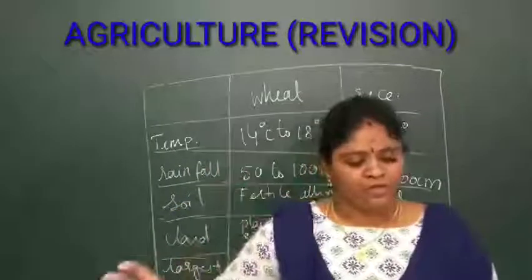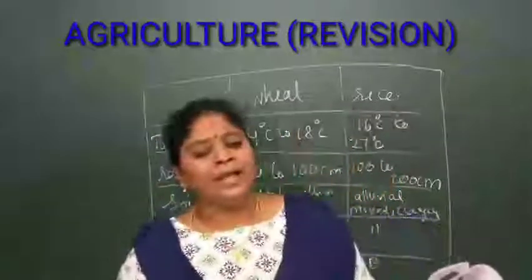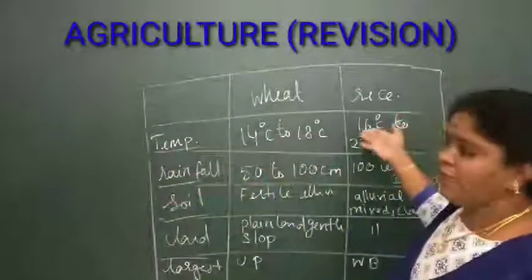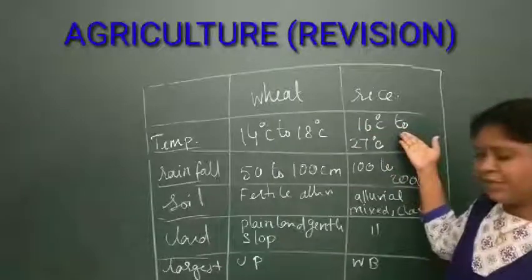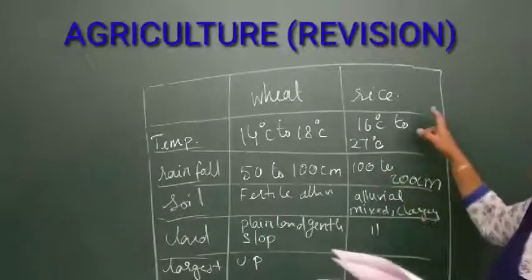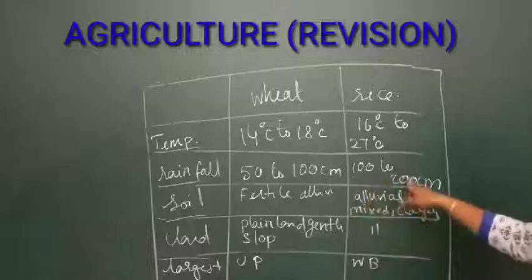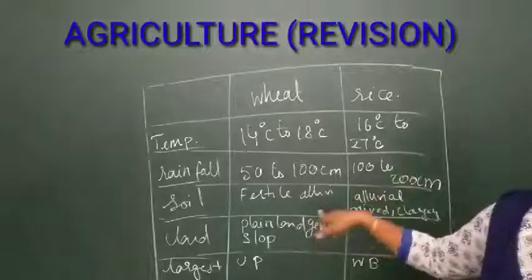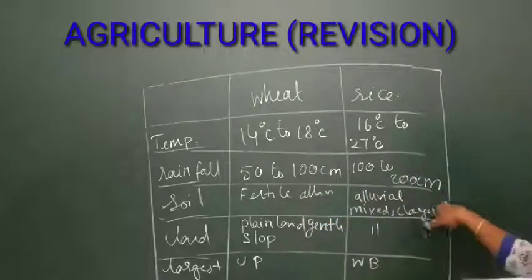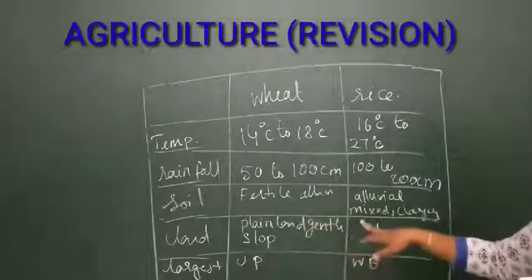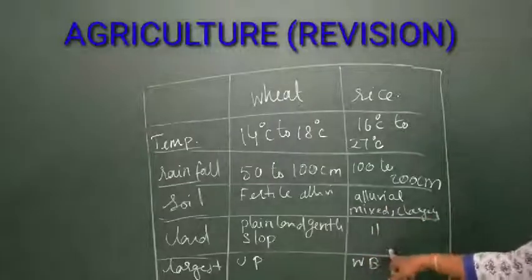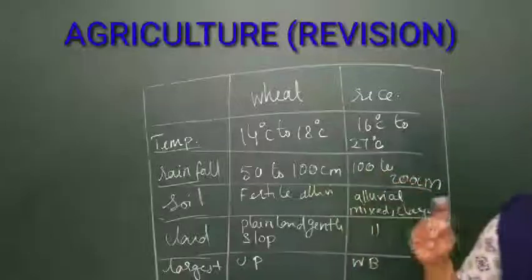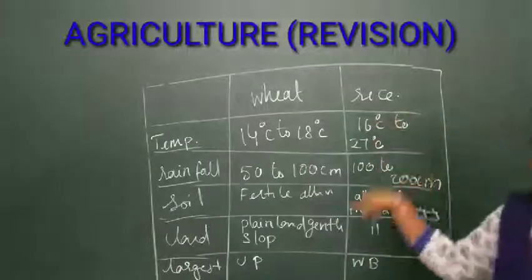Temperature, rainfall, agricultural season and the major producing areas. So same thing, this is what you can see. 16 to 27 degrees Celsius is the temperature needed for rice growth, and 100 to 200 centimeter of rainfall is needed. It grows in alluvial soil which has mixed clay and loamy substance. It grows in plain and gentle slope areas. It is harvested in the month of September to October, and rice is a kharif crop.